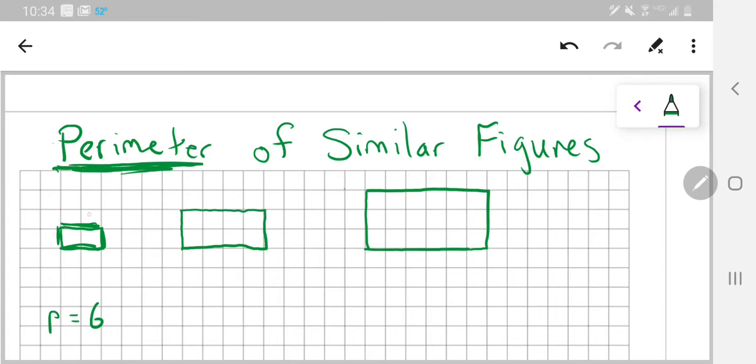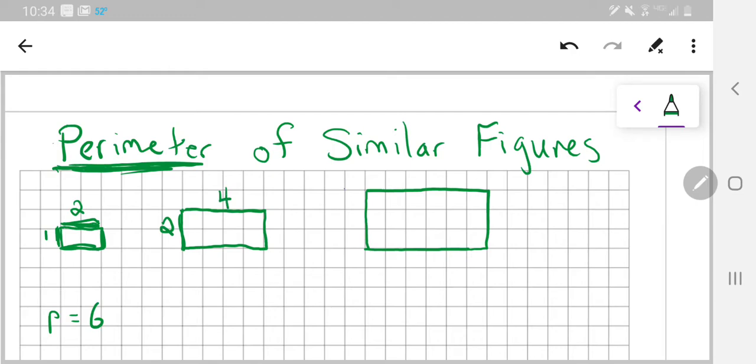the perimeter is affected. First, before we do that, I want to look at the side lengths and compare the corresponding side lengths. So this short side here corresponds to this side of 2, and then this longer side measures 2 units, and its corresponding side would be 4.